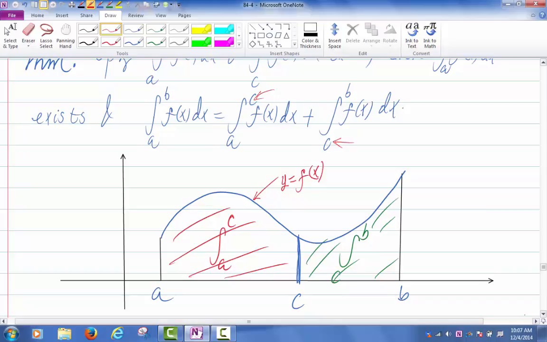So the integral from a to b gives you the entire area, right? Integral from a to c gives you the red area. Integral from c to b gives you the green area, right? So basically your theorem is simply saying that. You're breaking up the area. Does that make sense? The integral from a to c and the integral from c to b, if you add them, it reduces to the integral from a to b. Is everybody okay with that?